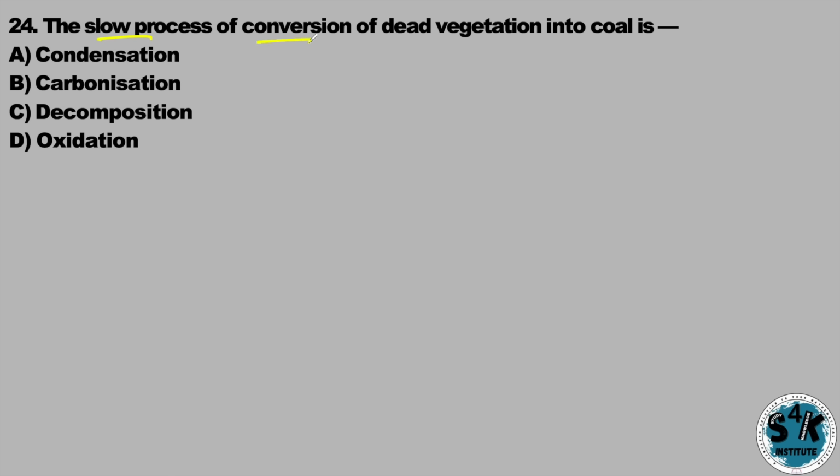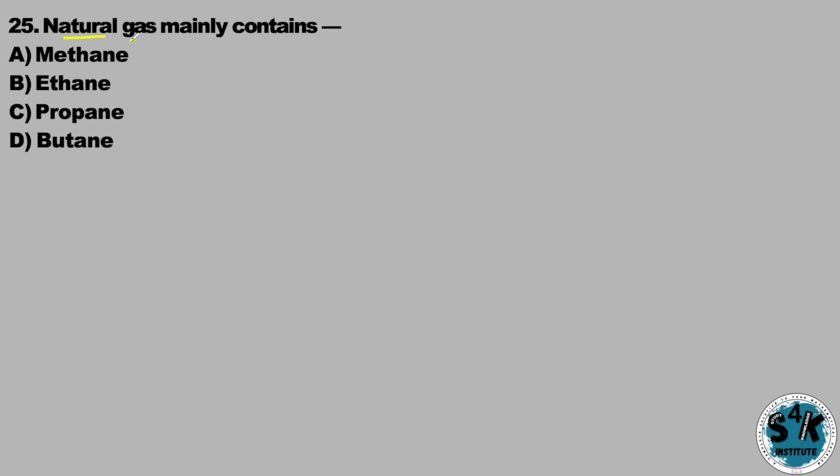The slow process of conversion of dead vegetation into coal is called carbonization. Natural gas mainly contains methane, almost 80 to 90%. Propane and butane are used in LPG, mostly butane, but propane is also there.